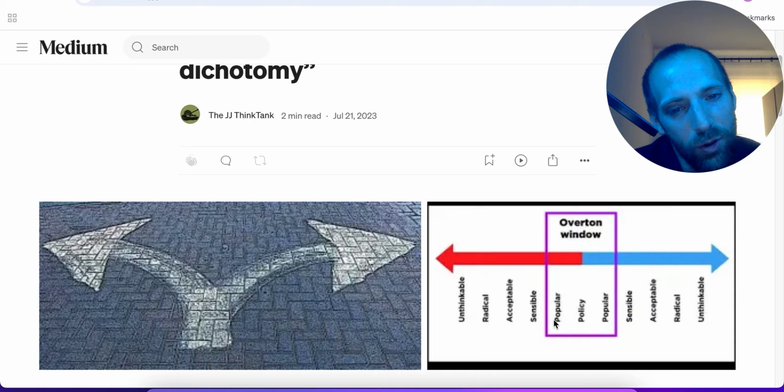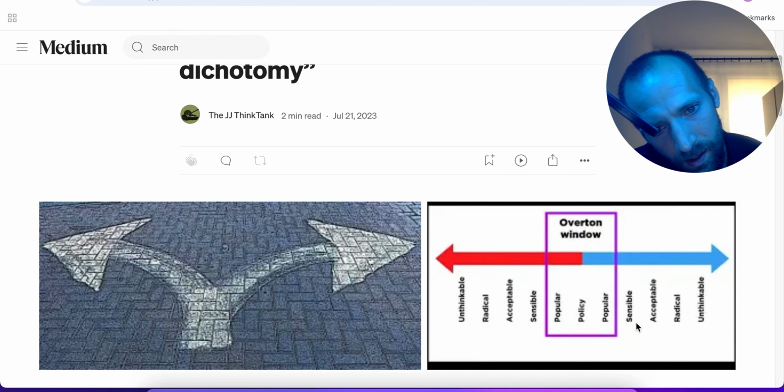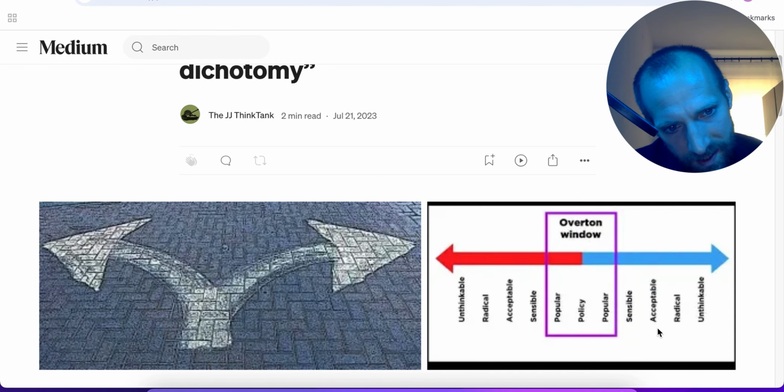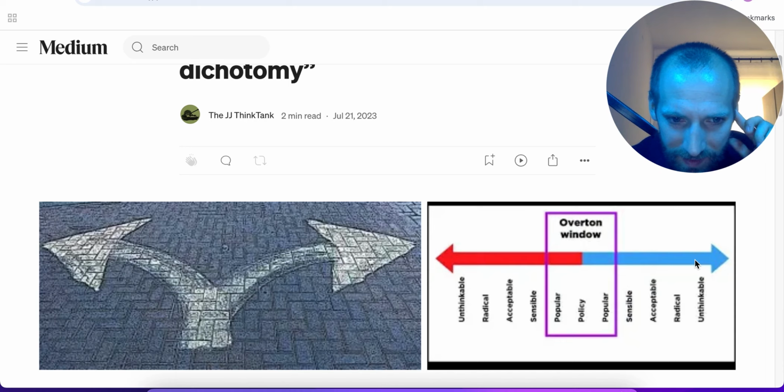And I like this little graph here. So here we've got a box. The Overton window only accepts what is popular, what the policy shows, etc. Then on both sides, we've got the same words: sensible, acceptable, radical, unthinkable.